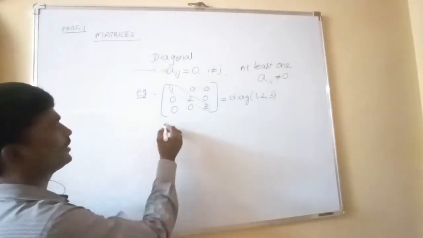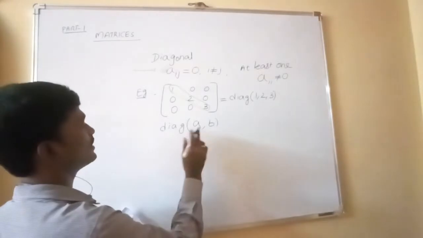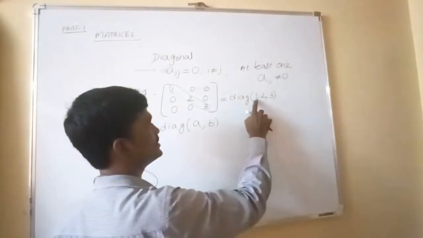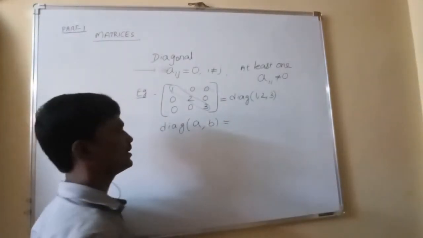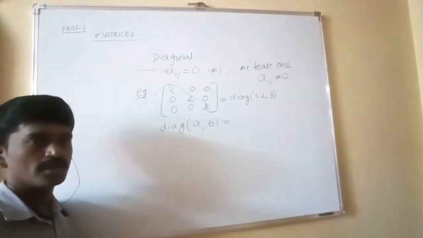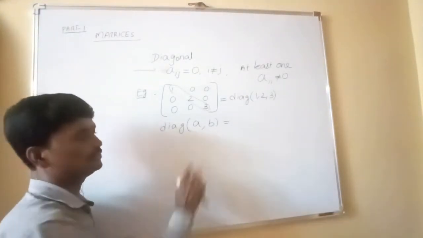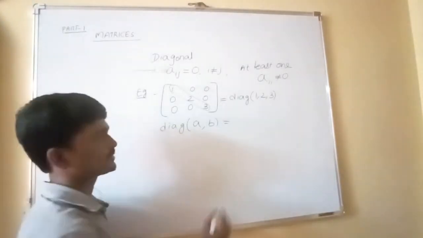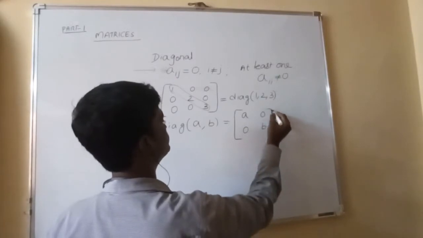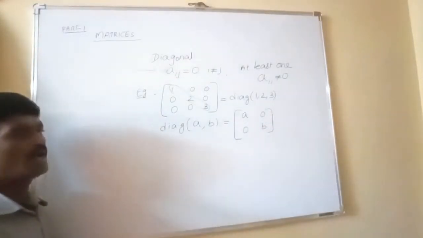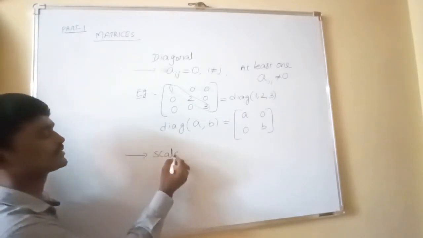For example, if I write diag of A, B, how many diagonal elements are there? 2 diagonal elements. Diag of 1, 2, 3 means here we only have to write the diagonal elements. So diag of A, B means a diagonal matrix whose diagonal elements are A and B. How many elements are there here? 2. That means it is a 2 by 2 diagonal matrix. So it is equal to A 0, 0 B.